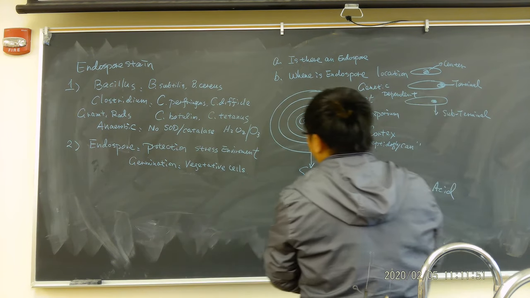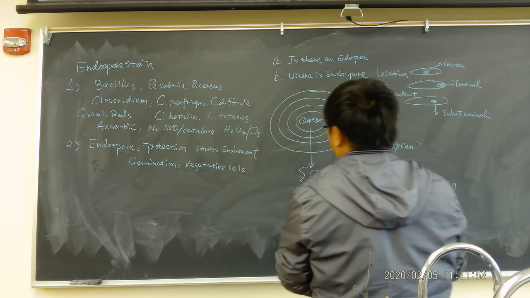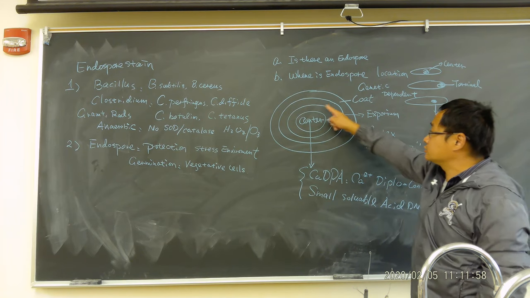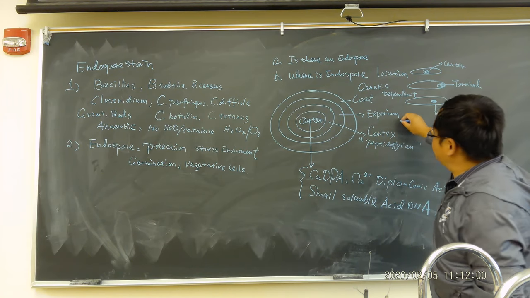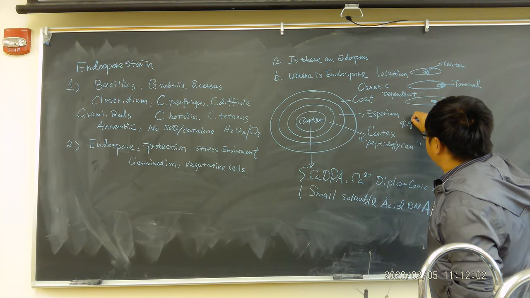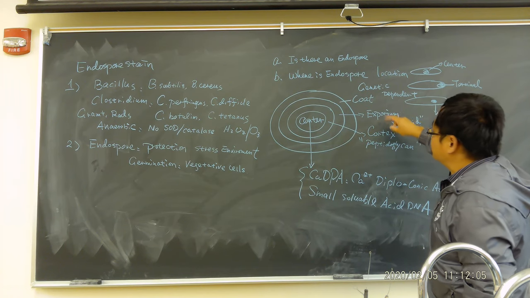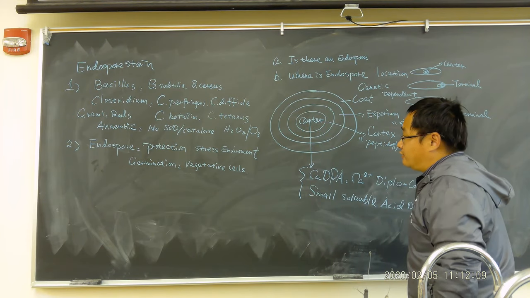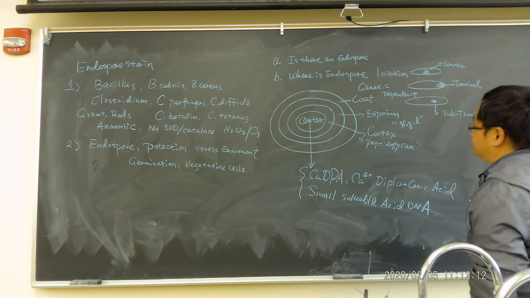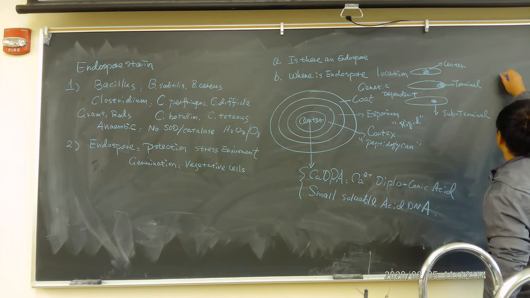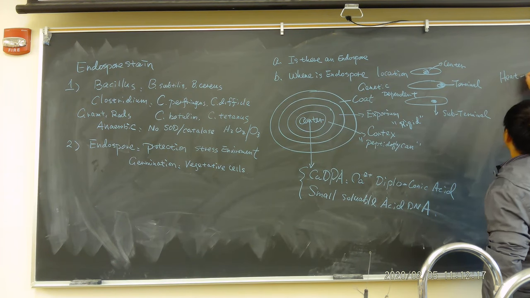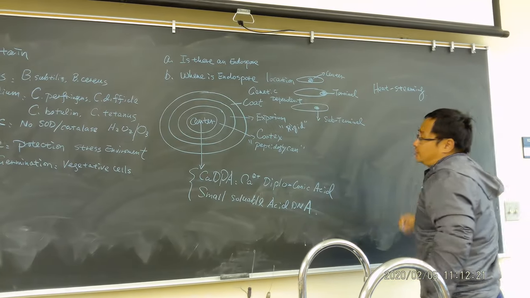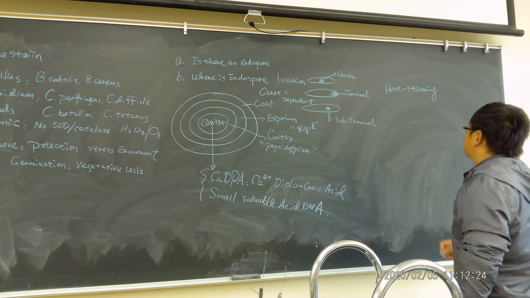When we finish this, we're going to talk about how we do the endospore stain. Because the endospore has a very rigid and tough structure, if you just put a basic dye there, it's not going to be stained. Therefore, the very important key step of the endospore stain is heat steaming. That is important.